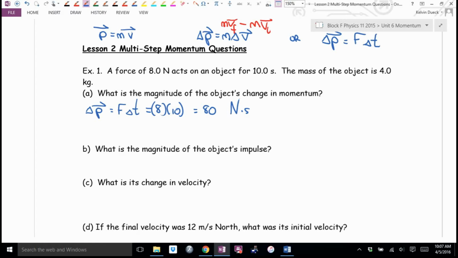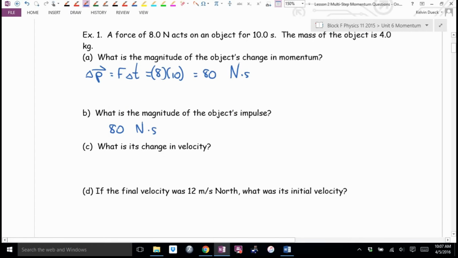What's the answer to part B? Change in momentum and impulse are the same. Really, all I'm testing is, do you know that impulse and change in momentum are the same thing? It's going to be 80 Newton seconds or 80 kilogram meters per second. Matt, what's C asking me to find? Change in velocity.